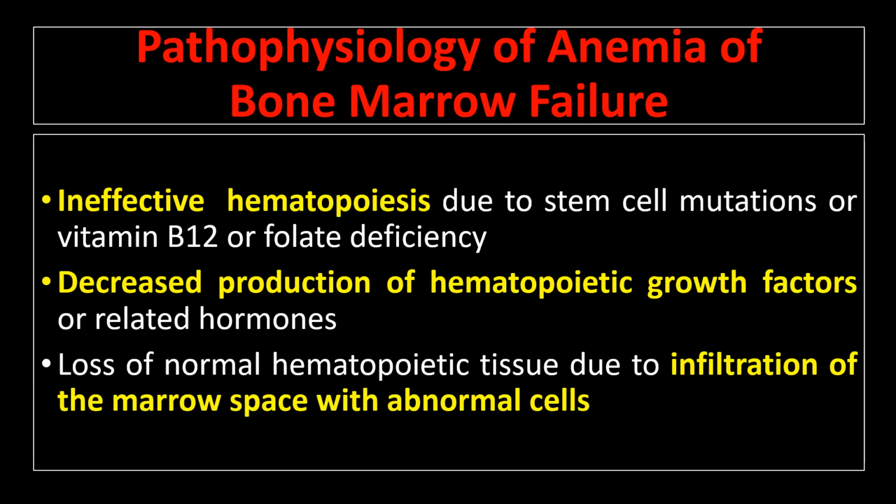Fourth, we have ineffective hematopoiesis due to stem cell mutation, or deficiency of nutrients that are essential for hematopoiesis, such as vitamin B12 or folic acid. Fifth, we have decreased production of hematopoietic growth factors and other related hormones which promote red blood cell, white blood cell, or platelet formation. And sixth would be the loss of normal hematopoietic tissue due to infiltration of the marrow space with abnormal cells.